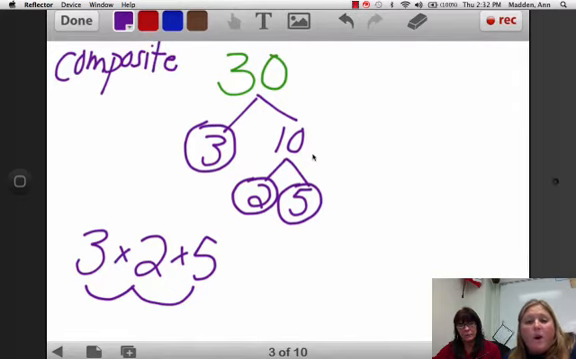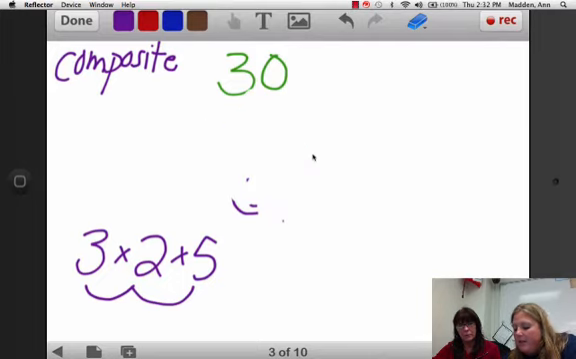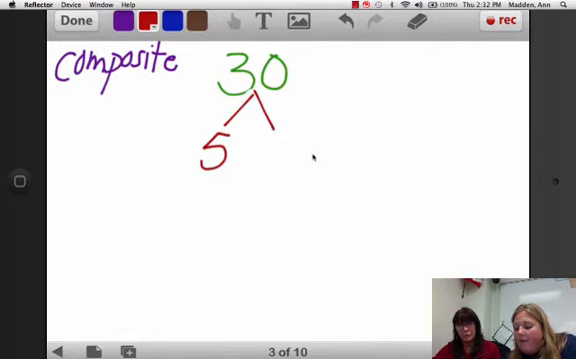Now I'm going to show you, what if you thought right away, I didn't think of 3 times 10, I thought of 5 times 6. Let's see if we get the same exact numbers. I'm going to erase this quickly. I already know that 30 is a composite number, so I'm going to leave that at the top. I know 5 times 6 is 30.